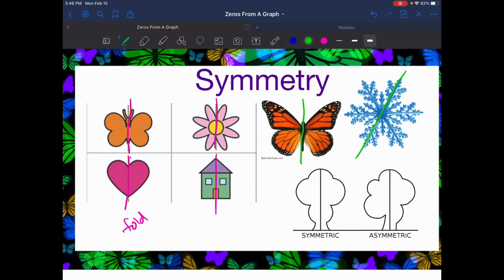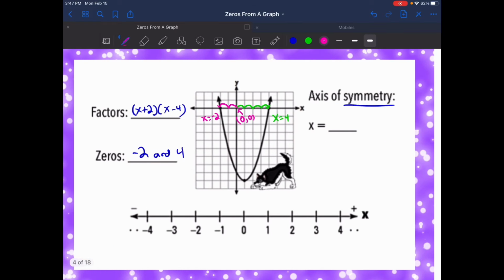Snowflakes have a few ways you can draw a line of symmetry. Do it like that. It's a little bit off. And when something is not the same on both sides, we call it asymmetric. But if it is the same on both sides, it's symmetric. It has symmetry. So parabolas have symmetry.